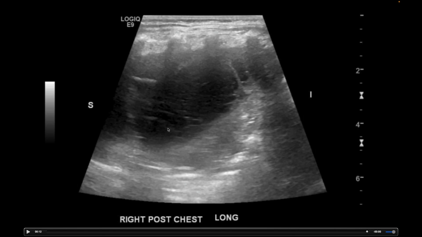This is a process that happens, and over time this will corticate to become a proper walled-off collection, which will need thoracoscopic drainage usually, or potentially operative intervention. So be aware of that. They don't always look nice and black, and if you see that internal structure, it makes you think about empyema.